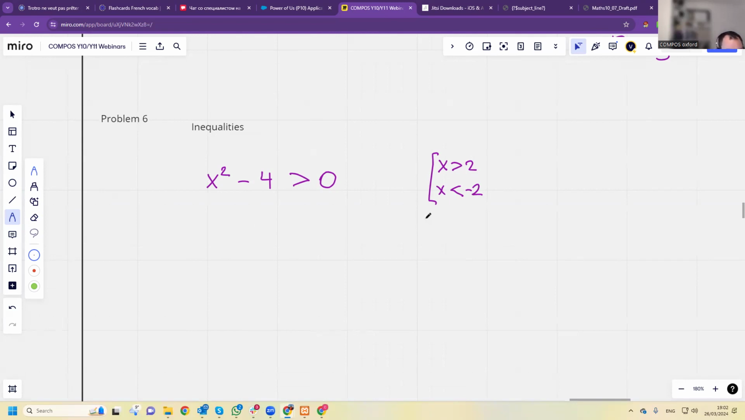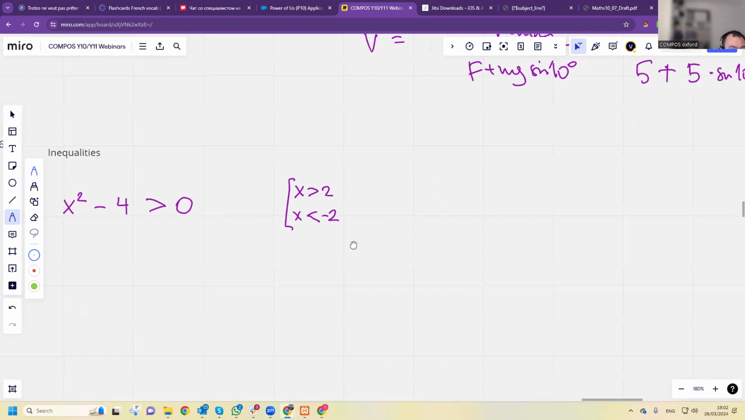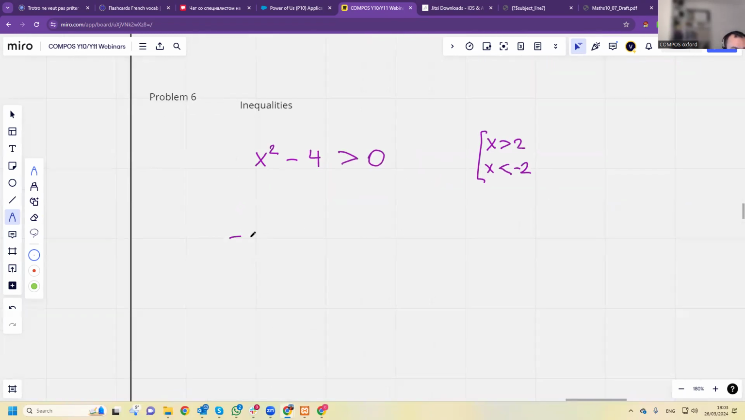Another way of doing it is you can draw a graph. You can draw a graph, and this is a parabola. And we know that this parabola intersects the x-axis twice at -2 and at 2. And the question is, where is this parabola greater than 0? And greater than 0 means above, that the y is above the x-axis.